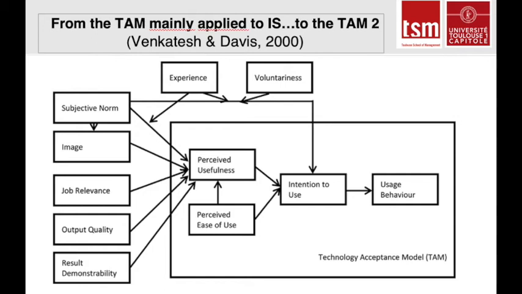So in summary, you can see that subjective norms and image, as well as the innovation related job relevance, output quality, and result demonstrability influence positively perceived usefulness. On the other hand, the traditional perceived ease of use of an innovation and technology also positively influences perceived usefulness. Experience and voluntariness to adopt the innovation act as moderators and influence the link from the different input variables to intention to use, and finally, usage behavior.